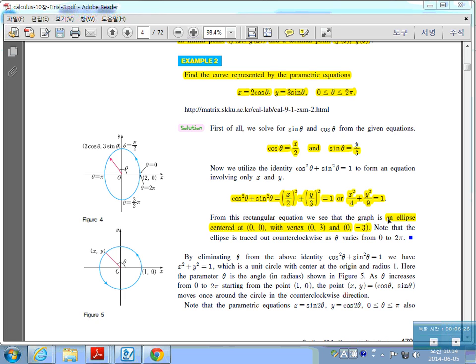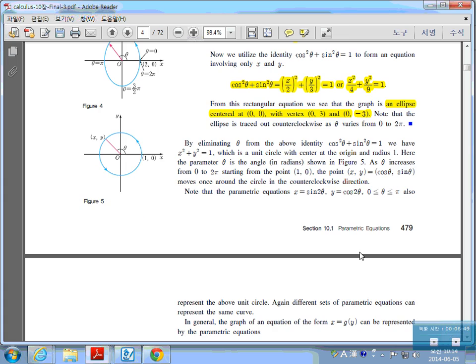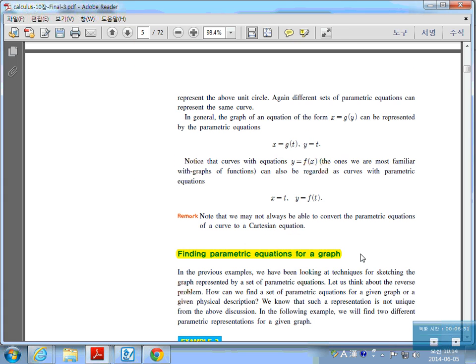This is the equation of an ellipse whose center is (0, 0) and whose vertices are (0, 3) and (0, -3), as you see here. So this parametric equation can be written in terms of x and y like this.